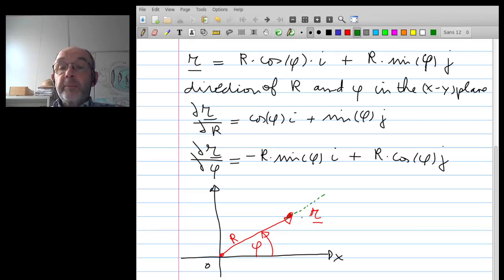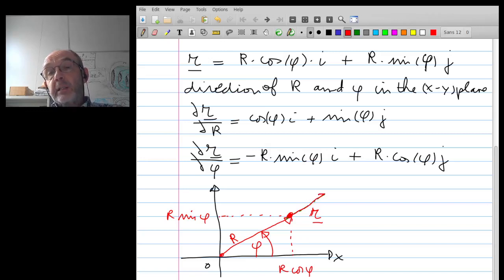And what do you see? Indeed, what we have calculated is good. You have here r cosine phi, r sine of phi, and that vector cosine phi, sine phi: if you are at the point r and you go in the direction cosine phi, sine phi, then you go in the direction of the r. That's no problem. Then the other one, the derivative with respect to phi.